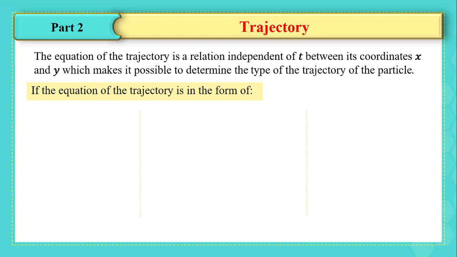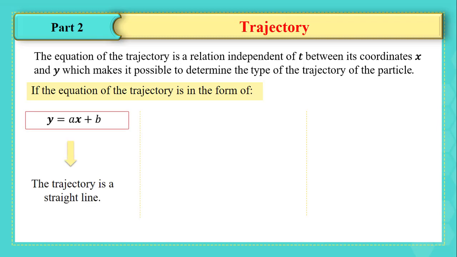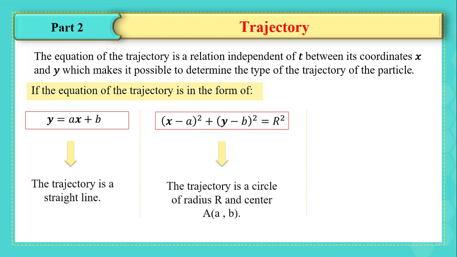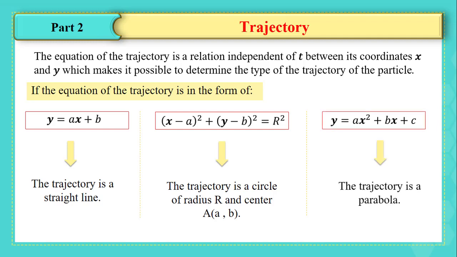If the equation of the trajectory is in the form of y equals ax plus b, then the trajectory is a straight line. If it is (x minus a) squared plus (y minus b) squared equals r squared, then the trajectory is a circle of radius r and center A of coordinates a and b. And if it is y equals ax squared plus bx plus c, then the trajectory is a parabola.